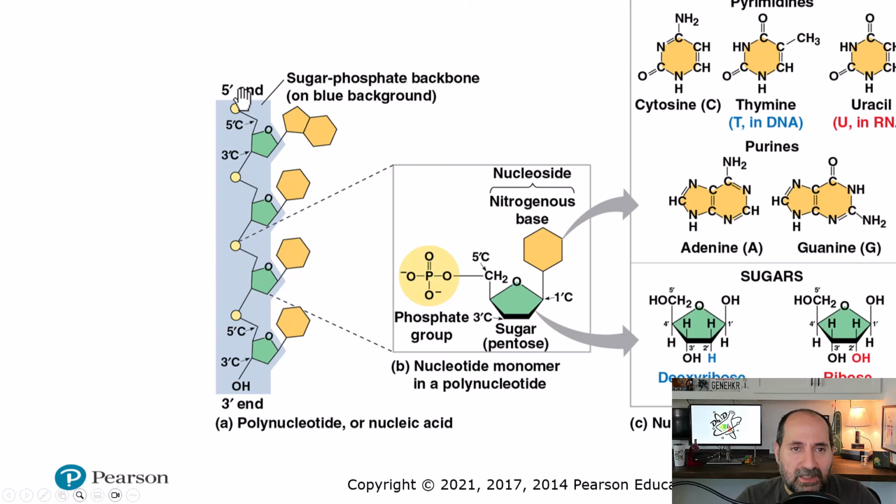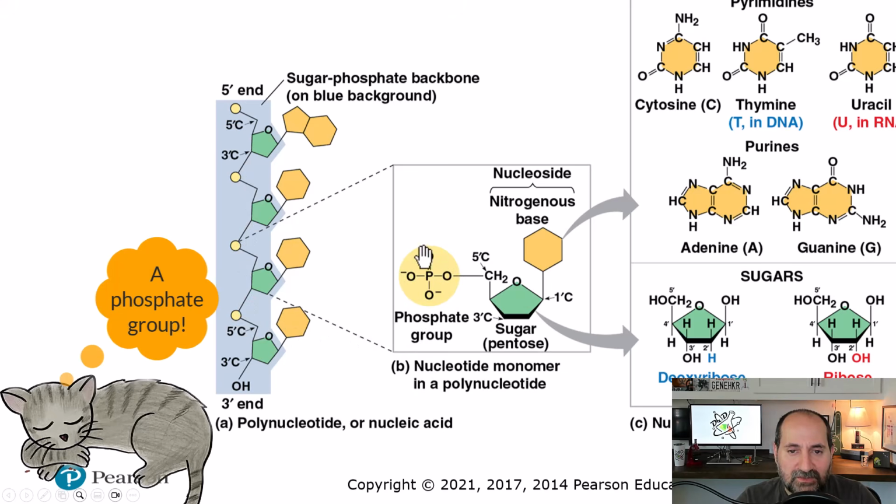They're very similar. And so do you see what these structures are on the left, right? What is the little yellow ball right here? What does the little yellow ball represent? It represents this phosphate group, right?